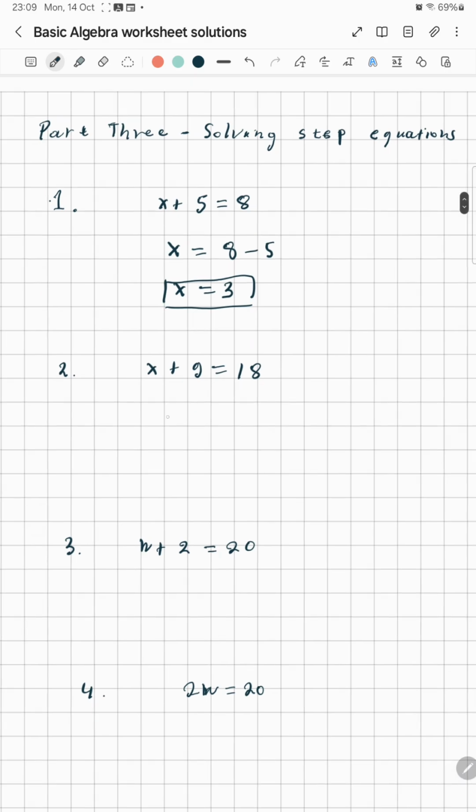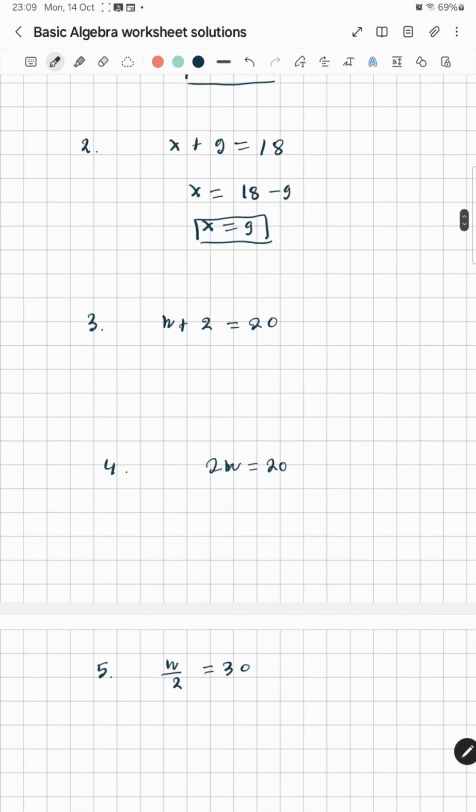X plus 9 equals 18. X equals 18 take away 9. X is equal to 9. Number 3. W plus 2 is equal to 20. W equals 20 take away 2. W is equal to 18.